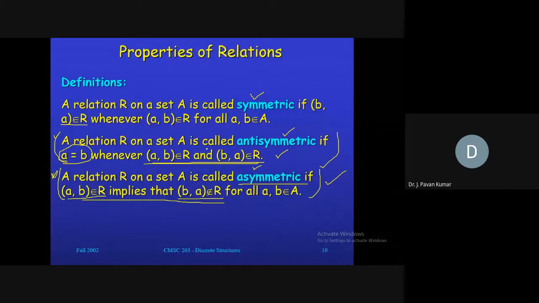Now, the question is, can we have a relation which is both symmetric and antisymmetric? Can we have a relation which is both symmetric and antisymmetric? Yes, sir. Yes. What is the example?